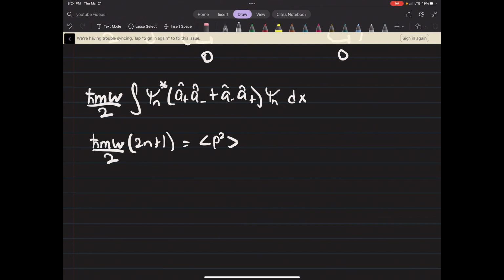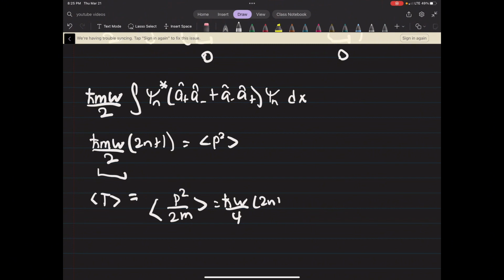Now to find the expectation value of your kinetic energy, again, we can actually just use an earlier theorem, which says that it's the expectation value of p squared over 2m. Well, all we have to do then is divide this by 2m. So that'll cancel the m at the top. That'll be h bar omega over 4, 2n plus 1. So the expectation value of your kinetic energy is pretty easy.